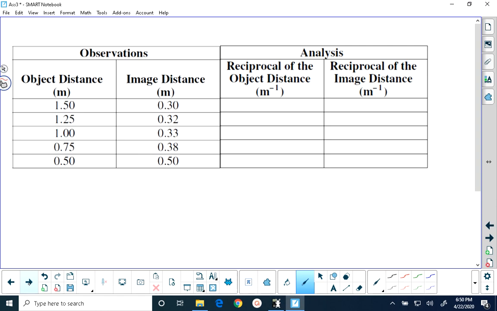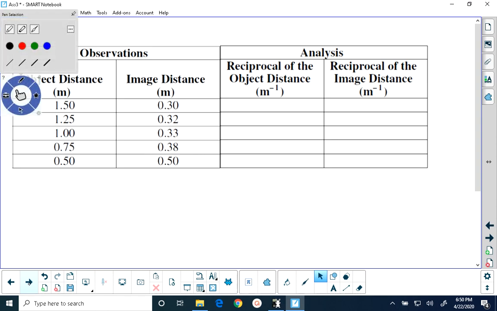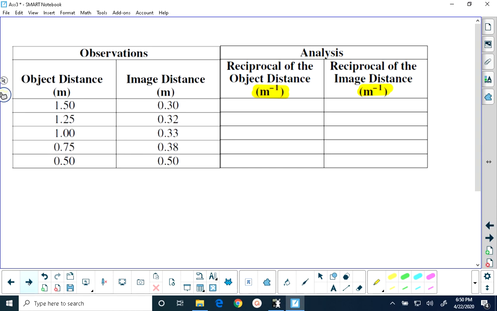And notice that the units that you get when you reciprocate a distance will be the reciprocal of the units for distance. If distance is measured in meters, then the reciprocal will be measured in 1/meters, which is written in this view as meters to the -1.